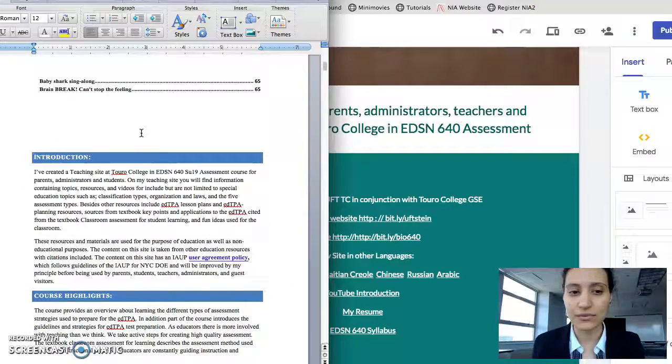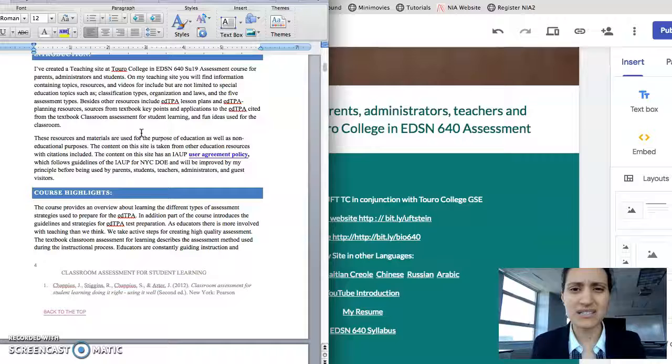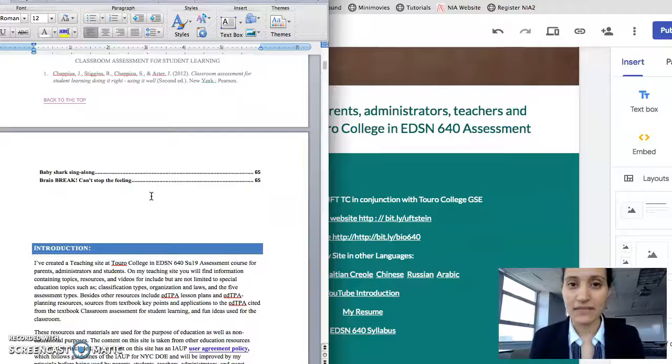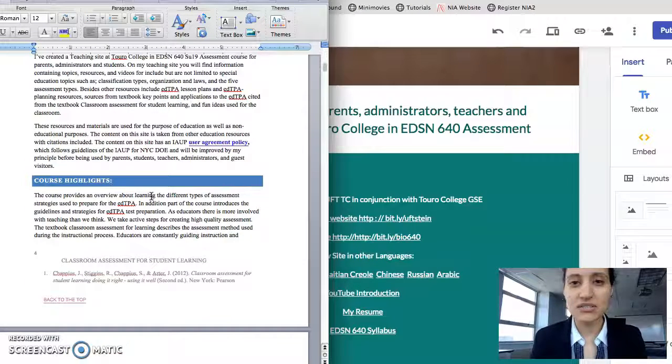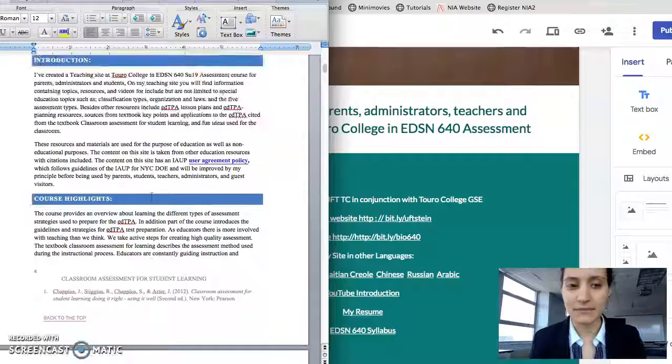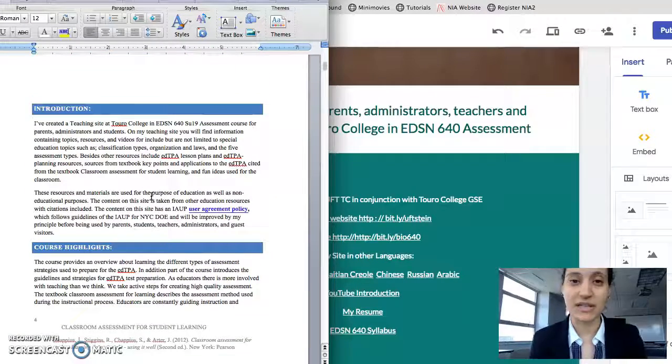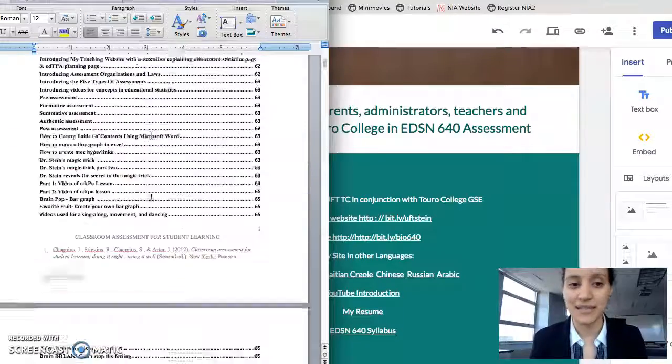So I'm going to go through the course highlights, which basically is an overview about learning the different types of assessment strategies used to prepare for the EdTPA. In addition, as part of the course, we've introduced the strategies and guidelines. We used a handbook called Making Good Choices, and I actually have this handbook attached in my old document. It shows us the planning stages for preparing for the EdTPA lesson plan, which are the preparing stage, the planning stage, the instruction, and the assessment.